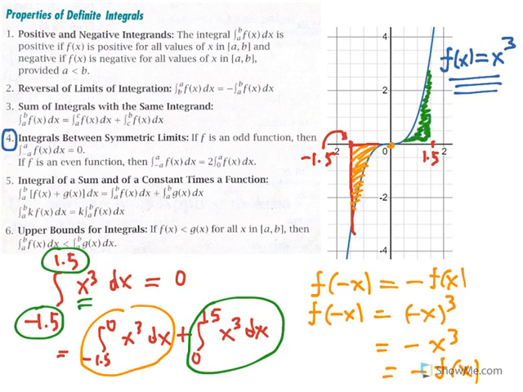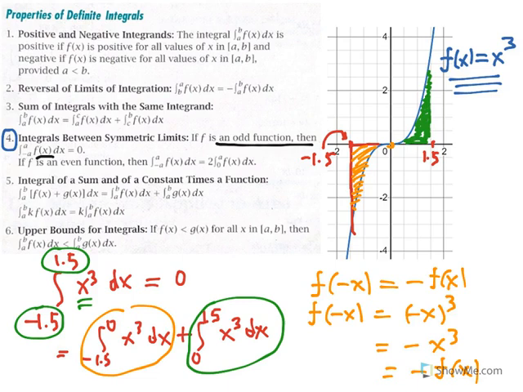But you will notice that those two regions have the same area. It's just that one is positive and the other is negative. So when you add them, you get 0. So if f is an odd function, then the definite integral of f of x with respect to x from negative a to positive a is equal to 0.